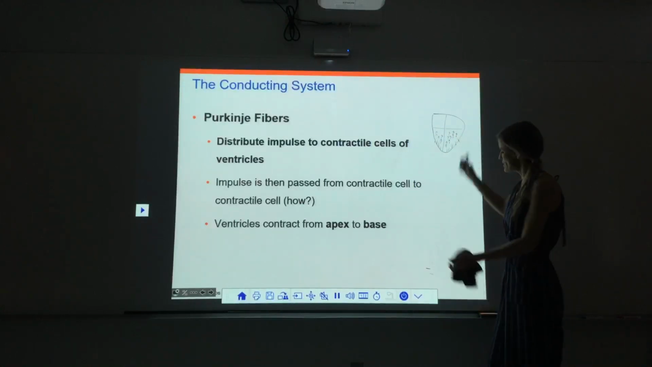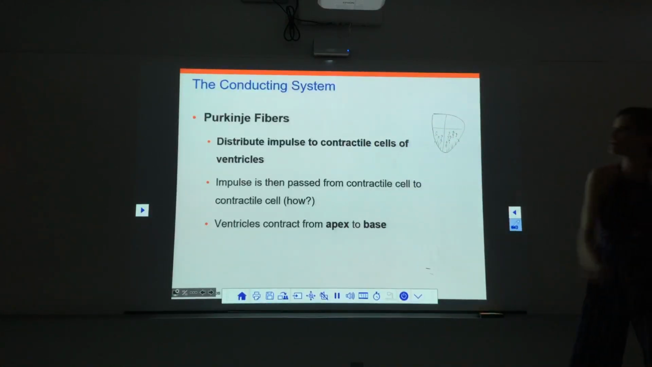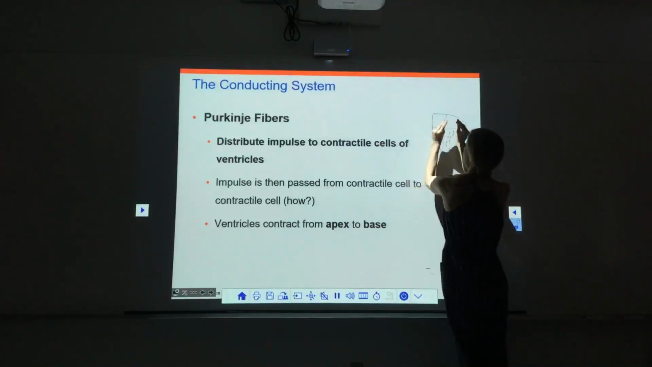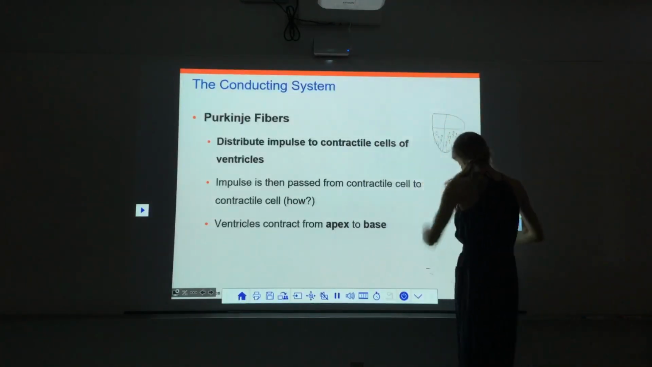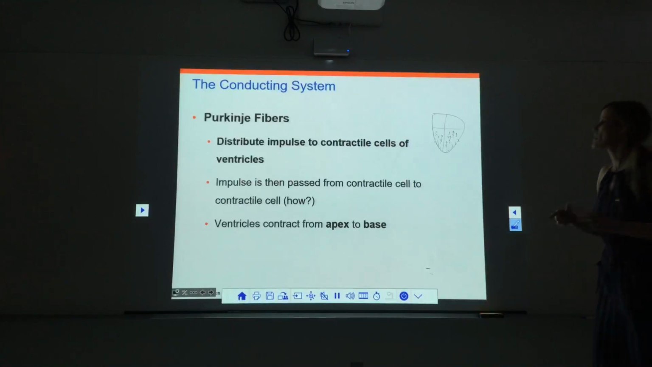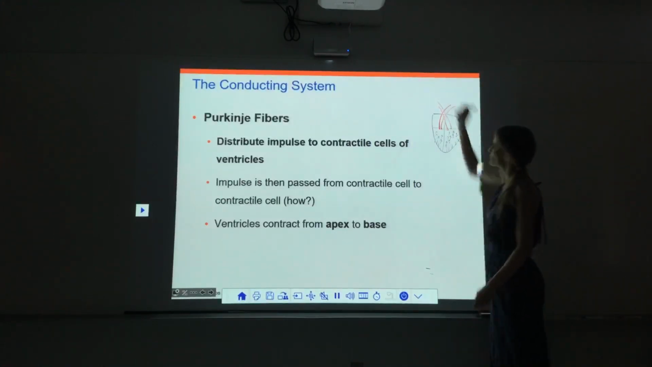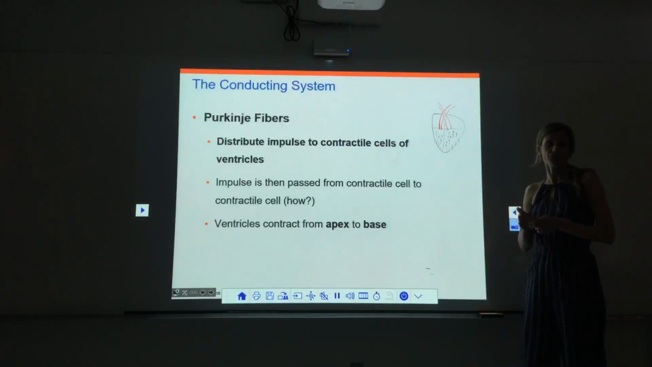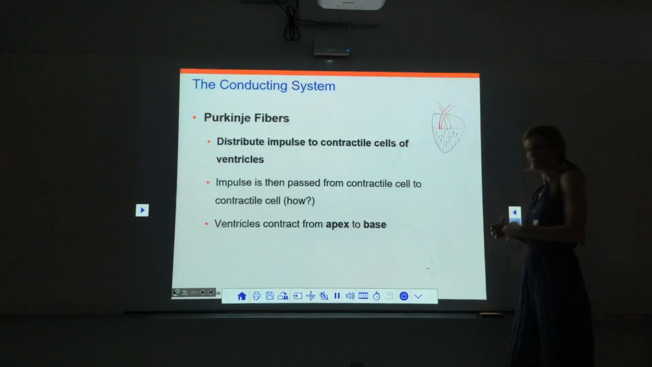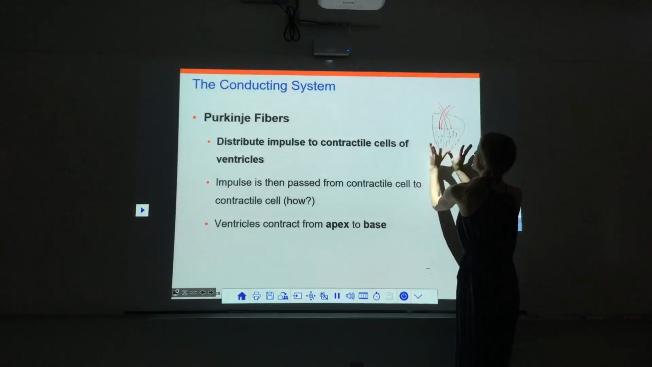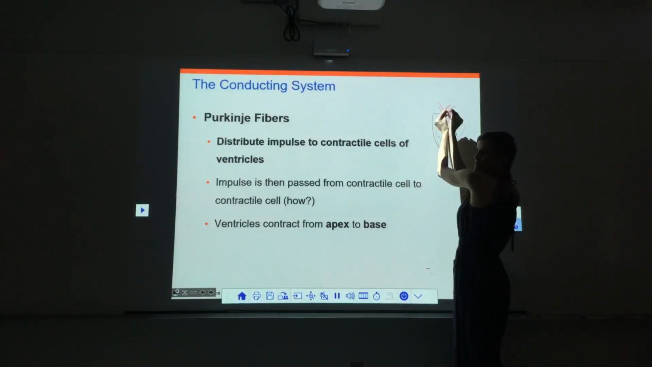So we see that the myocardium of the ventricles tends to contract like this. And where do we want to push the blood out? Where are the arteries? Up here, right? They're up towards the top of the ventricles. So it makes sense that we want to start our contraction down here and squeeze up towards them.